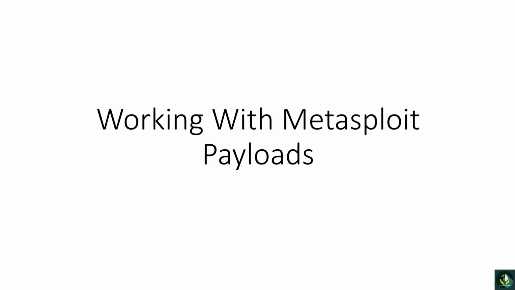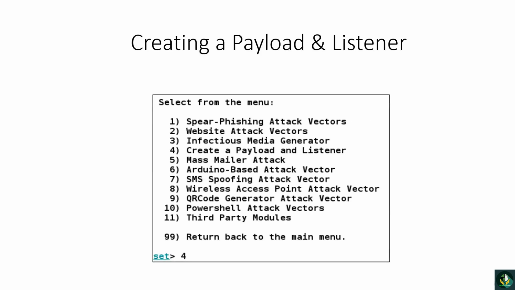So in this lecture we are going to be talking about how we work with our Metasploit payload. So what we will do is we will create a payload and a listener. Creating a payload and listener is the most basic attack in this attack vector. So we will generate a malicious executable payload that, when made to run on the target system, will give the attacker complete access to the victim system. So let's proceed with the creation of the malicious payload.